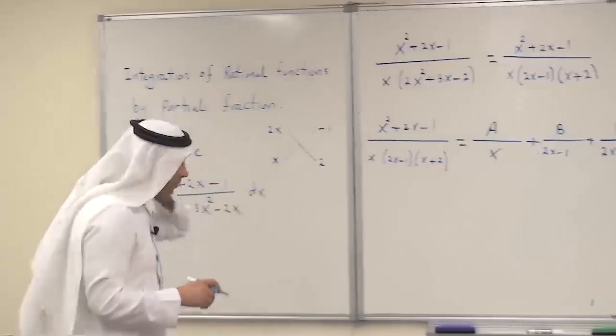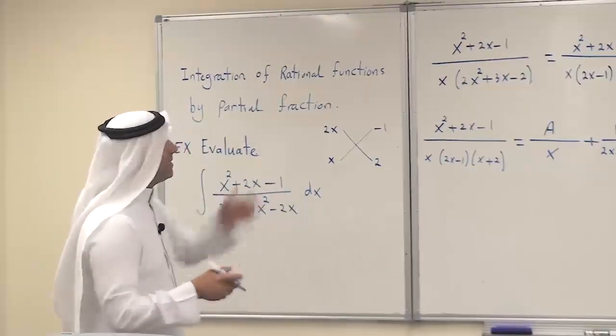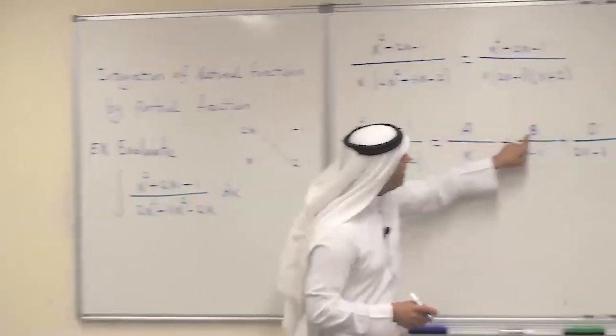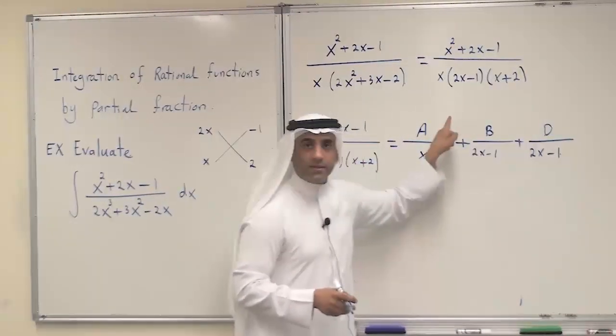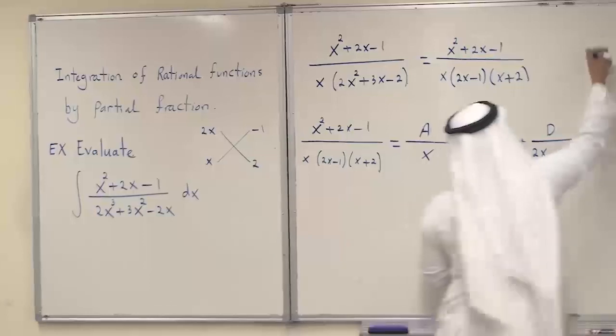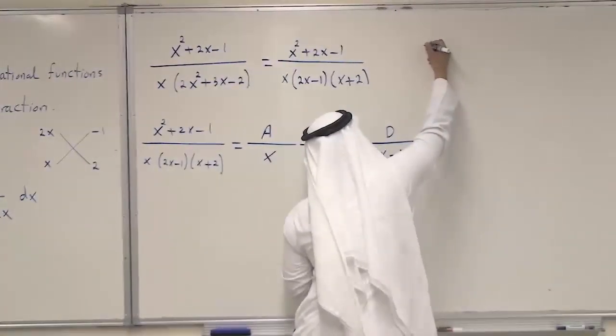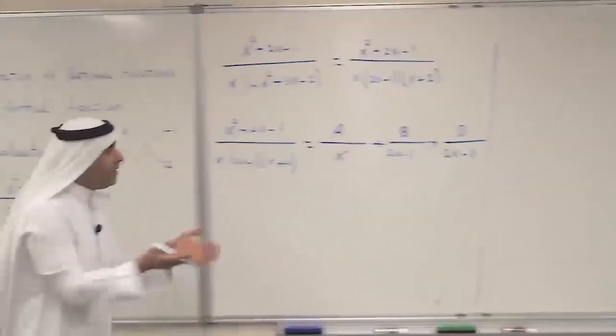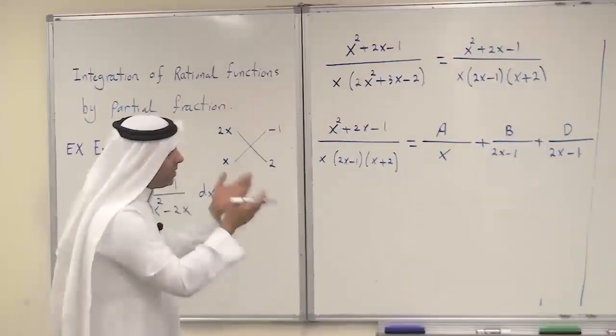Okay. What is the challenge in the next step now? The challenge is how to get a, how to get b, and how to get d. These parameters. And we explained this one before. I will explain it again in this exercise by the two methods we have. And then you see which one is easier, you can use it. Okay.